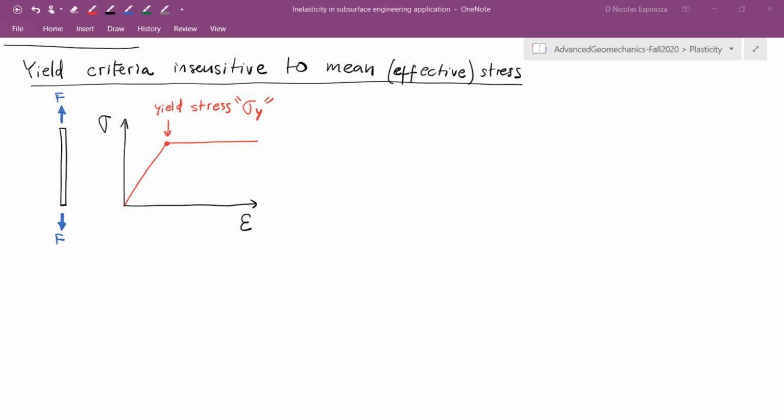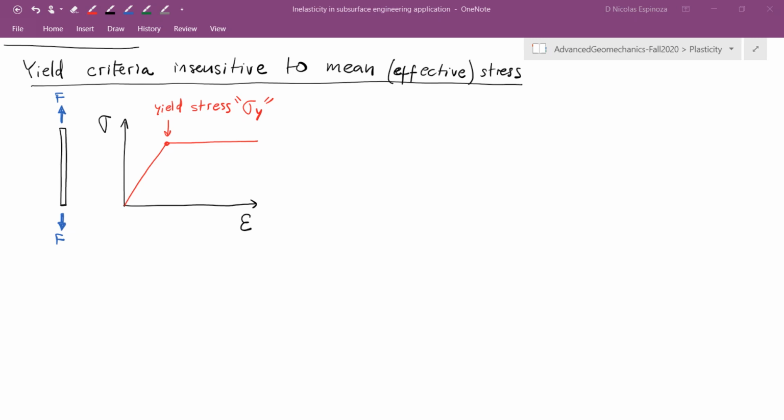Let us start our discussion of yield criteria for rocks with yield criteria insensitive to mean effective stress. These are not going to be applicable to rocks, but are a good introduction in order to understand more complex yield criteria. All right, so imagine that we have a bar and we pull that bar with a force F so that we create a stress along the bar.